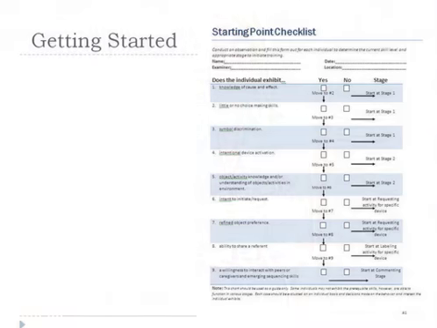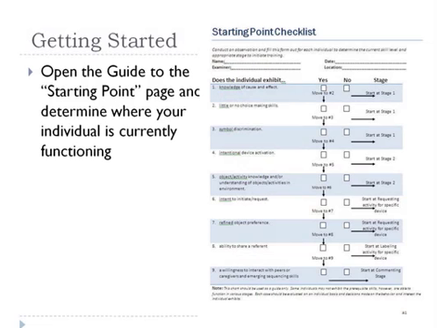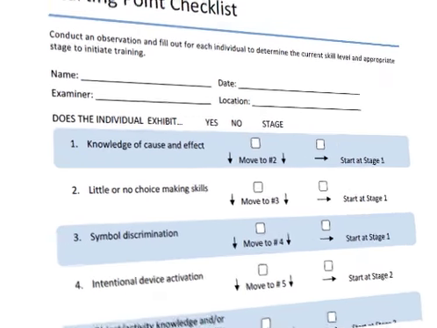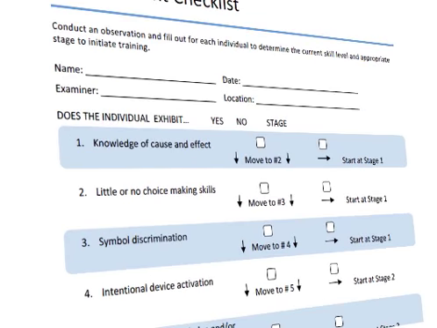Okay, so now let's talk about getting started. The first thing you're going to do is go to the starting point checklist. What you're going to do is you're going to determine where your individual is currently functioning. So if you look at number 1, for instance, it says knowledge of cause and effect. Do they understand that if they press a button or they do something, they cry, they giggle, that they're going to get attention? Do they know if one thing causes another?